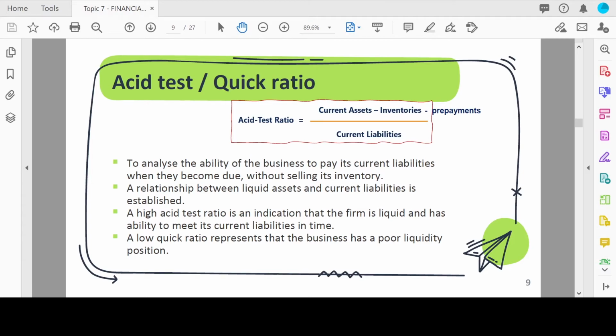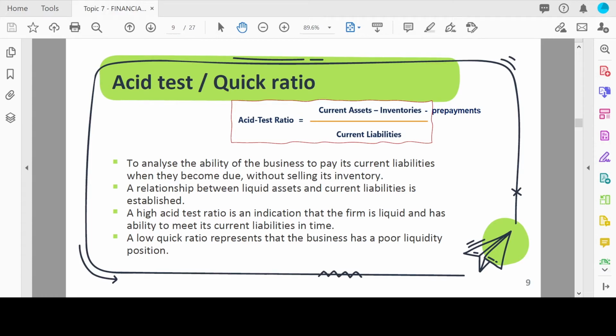So for the acid test or quick ratio, we are going to remove certain elements in the current asset, which are inventories and prepayments. As I explained before, inventories take time to convert into cash. Whereas for the prepayments, there is a possibility that we might not recover the money from our prepaid expense. So that's why those two, inventories and prepayments, are to be removed from the formula.